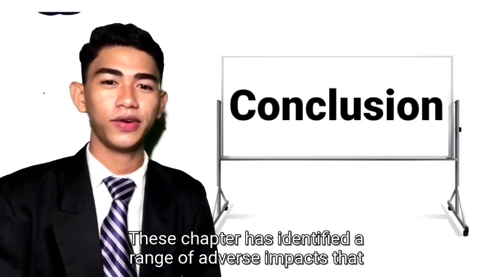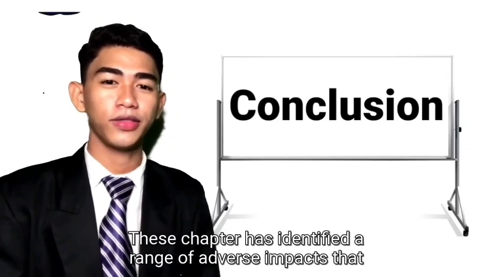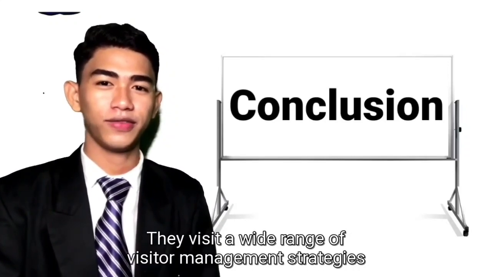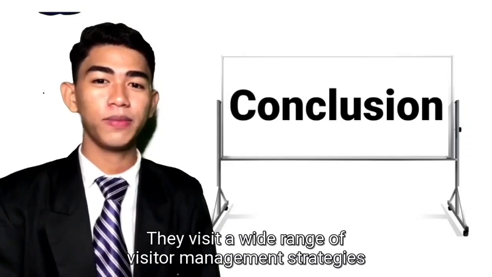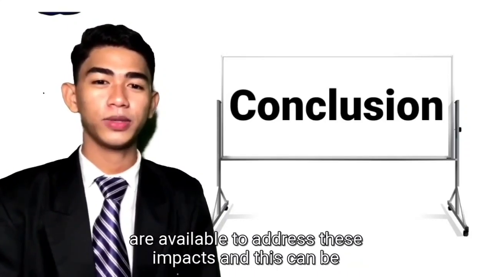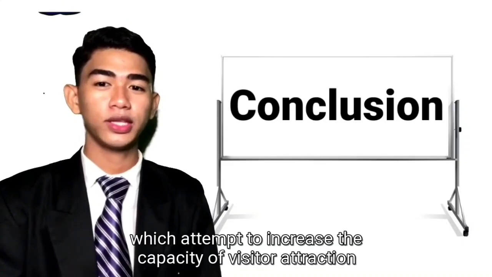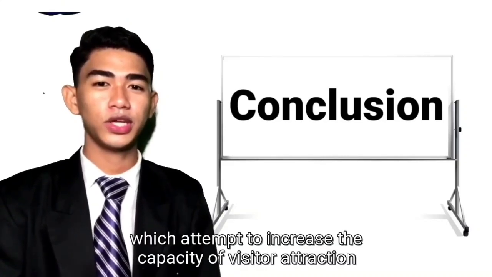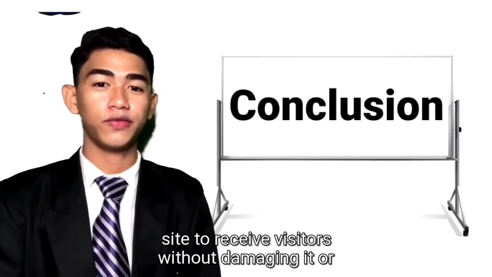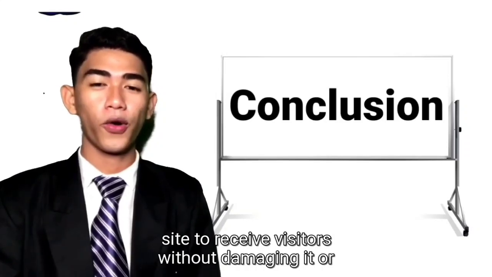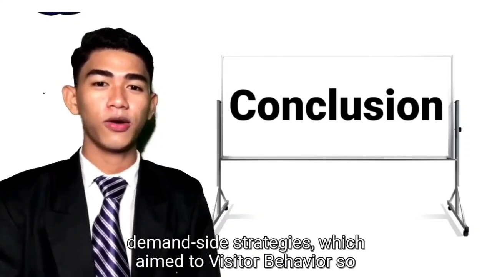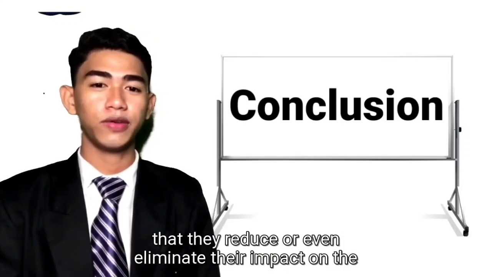This chapter has identified a range of adverse impacts that people may have on the attractions they visit. A wide range of visitor management strategies are available to address these impacts, and these can be classified either as supply-side strategies, which attempt to increase the capacity of a visitor attraction site to receive visitors without damaging it, or demand-side strategies, which aim to modify visitor behavior so that they reduce or even eliminate their impact on the site.